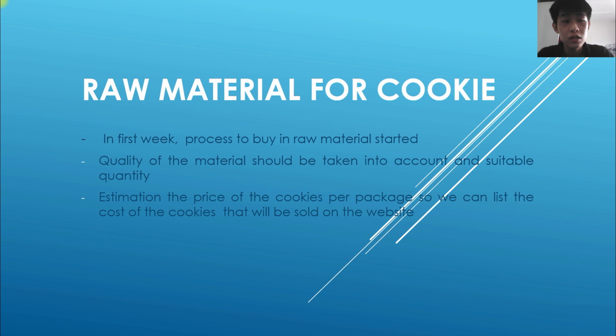For the raw material of cookies, we will buy in the first week. In buying the raw material, the quality of the material should be taken into account, and the quantity should be at a suitable amount. And an estimation of the price of the cookies per package will be done so we can list the cost of cookies that will be sold on the website.